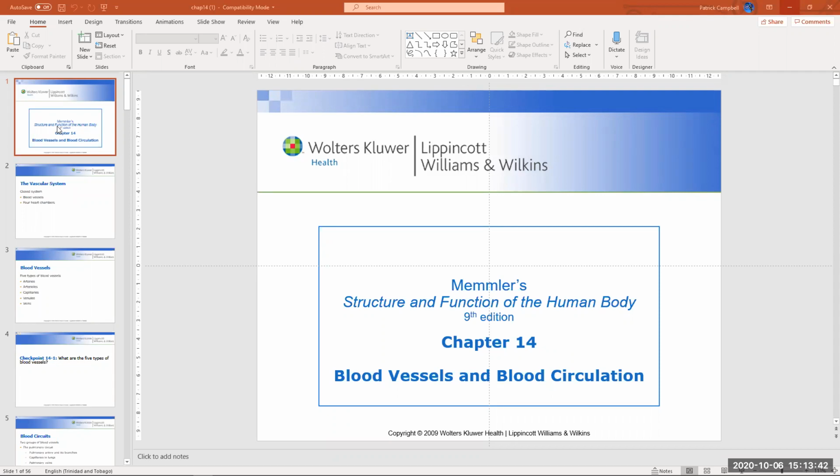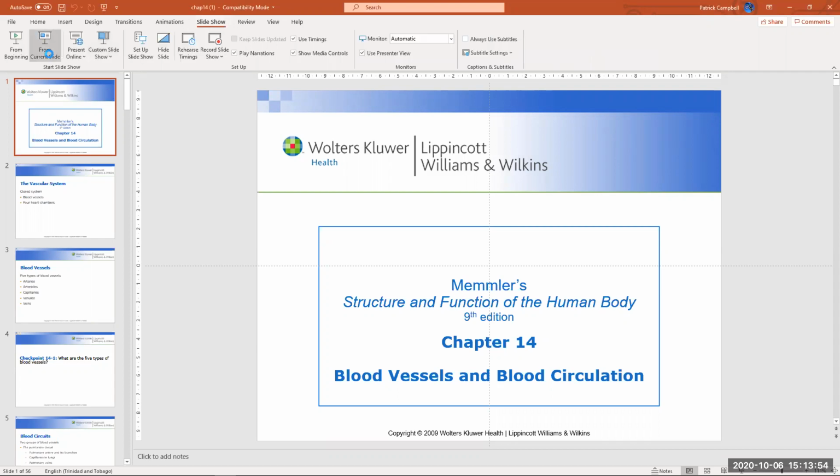Okay, so today what we'll be looking at is blood vessels and blood circulation. This is something that's very important. And let's start the slideshow and see what is going on.